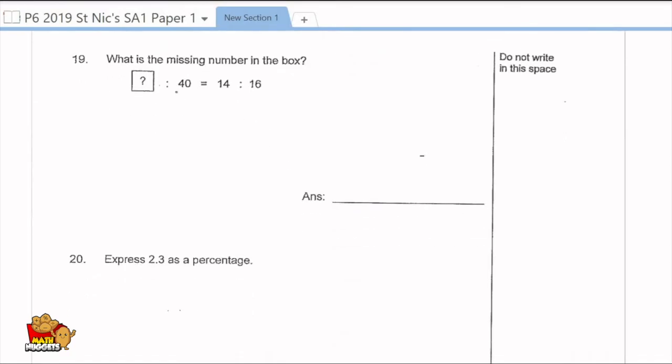Question 19, what is the missing number in the box? Now if you look at it, 16 cannot become 40. So we cannot multiply 16 by any whole number to give us 40. So to make my life easier, let me simplify this one first. So I'll divide this by 2, got 7 and 8. Now, 8 can become 40? Can, times 5, right? So I'll do the same for 7. So 7 times 5, the answer is 35.